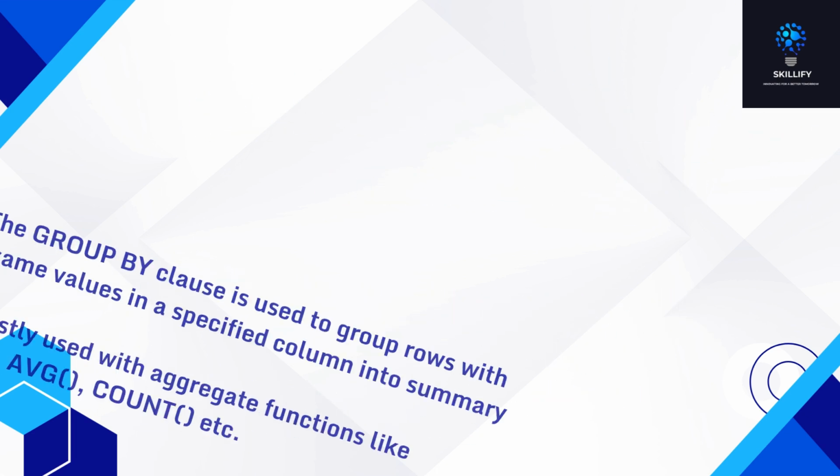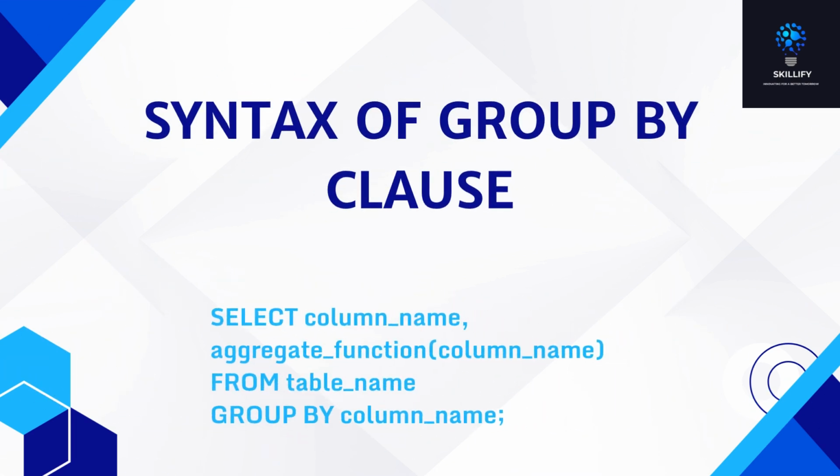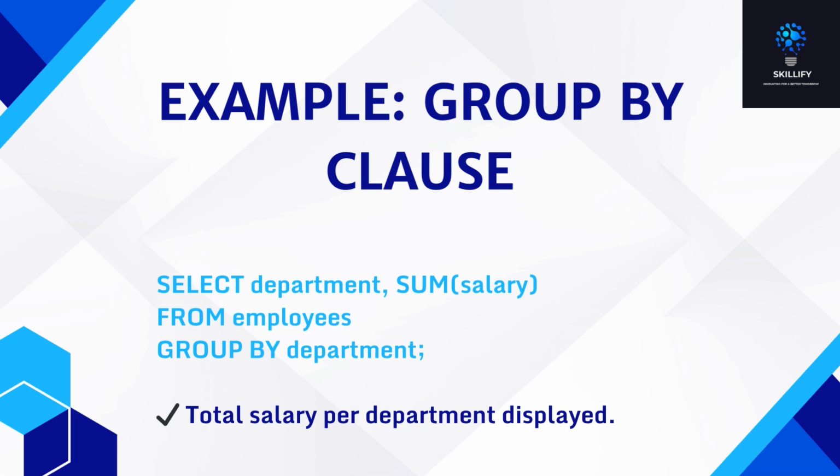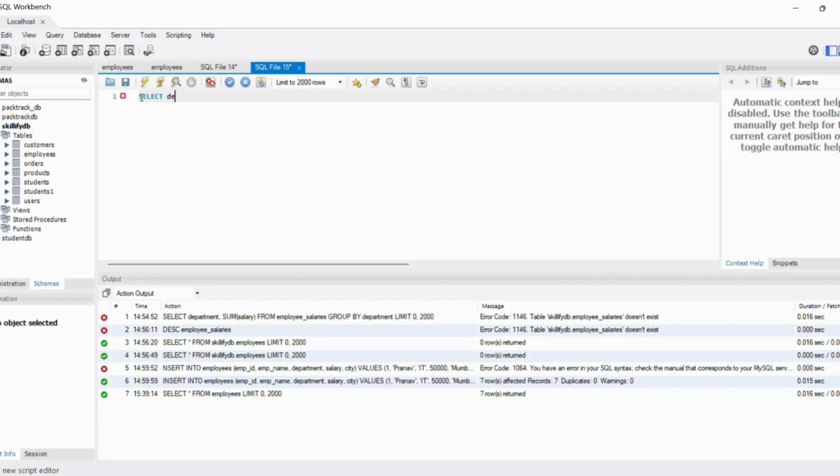GROUP BY syntax. Here's the basic syntax. SELECT column_name, aggregate_function(column_name) FROM table_name GROUP BY column_name. Example, GROUP BY clause. Let's find the total salary department-wise. Query: SELECT department, SUM(salary) FROM employees GROUP BY department. See, total salary for each department is displayed.